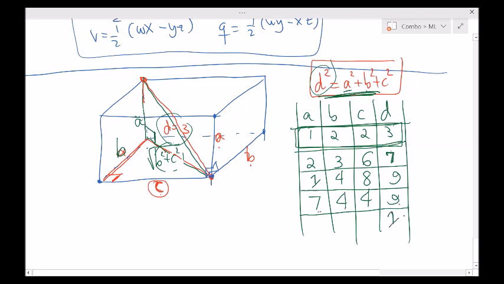Can you give me all the primitive 11s? How can you? 11 squared is 121.